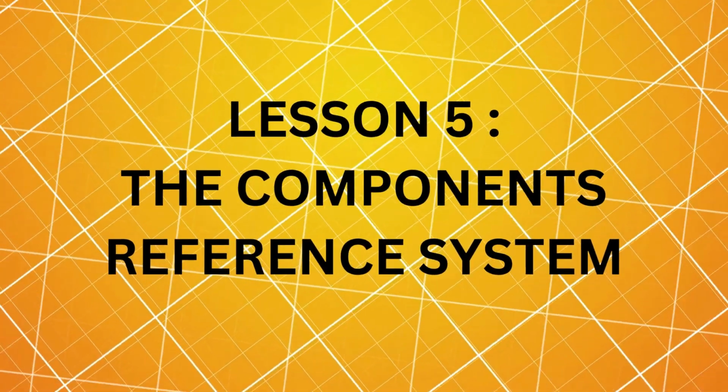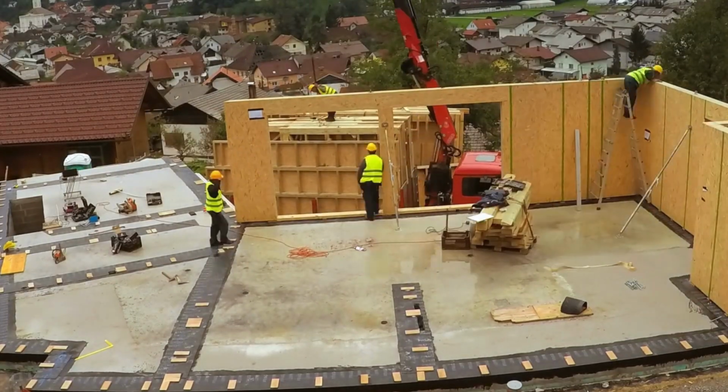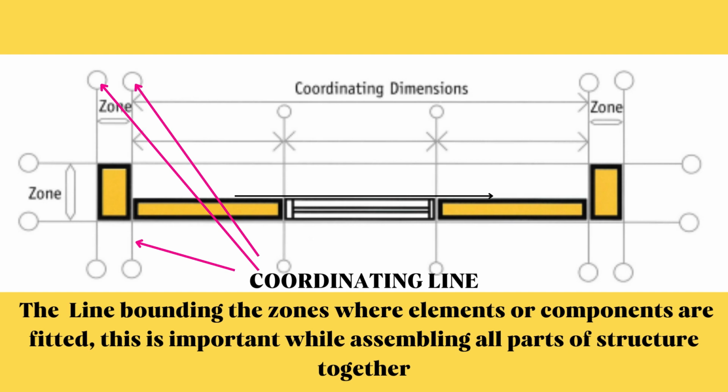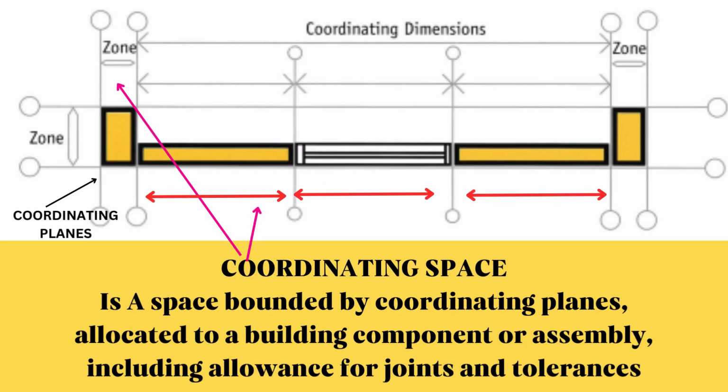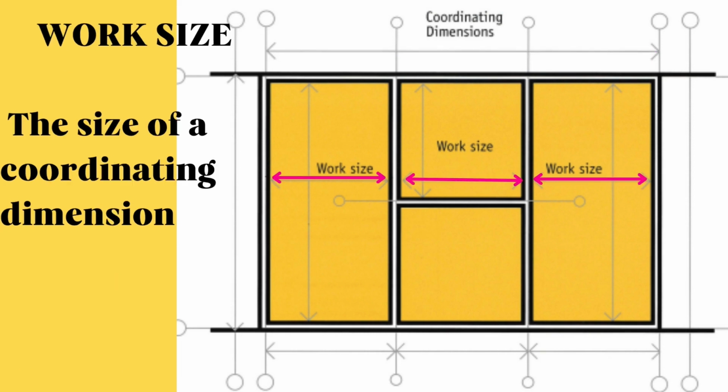Fifth lesson, the component reference system. Components means parts, elements of the structure. Coordinating line, the line bounding the zones where elements or components are fitted. This is important while assembling all parts of structure together. Coordinating space is a space bounded by coordinating planes, allocated to a building component or assembly, including allowance for joints and tolerances. Coordinating dimension. This is a dimension of a coordinating space. It can also be a dimension which is common to two or more building components to permit their assembly. Work size, the size of a coordinating dimension.